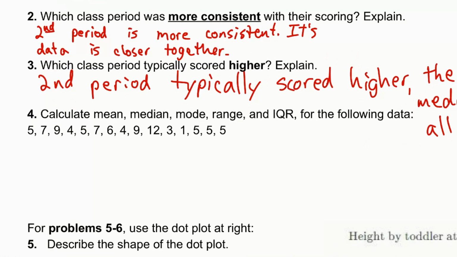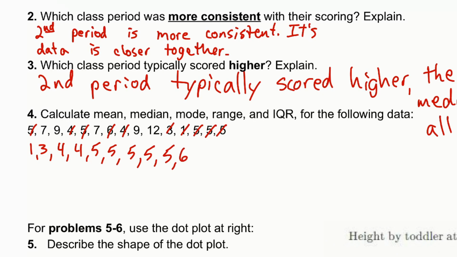Calculate the mean, median, mode, range, and interquartile range for the following data. It's going to be important to rearrange this data from smallest to biggest. So 1, 3, 4, 4, 5, 5, 5, 5, 5, 6, 7, 7, 9, 9, 12.